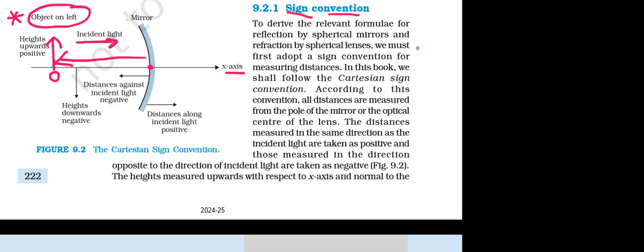So the object distance, which we term as u, is taken as negative, because whatever distances we measure are from the pole for a mirror. For lenses, it is going to be the optical center. In which direction are we going? Here we have kept the object, so the light ray falls on the mirror in this direction, but we are going against the incident light. So u is taken as negative. And what about the height? The object is situated above the principal axis, so the height of the object should always be considered as positive.